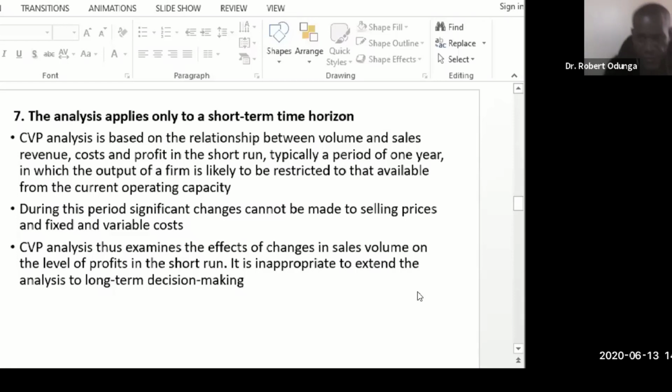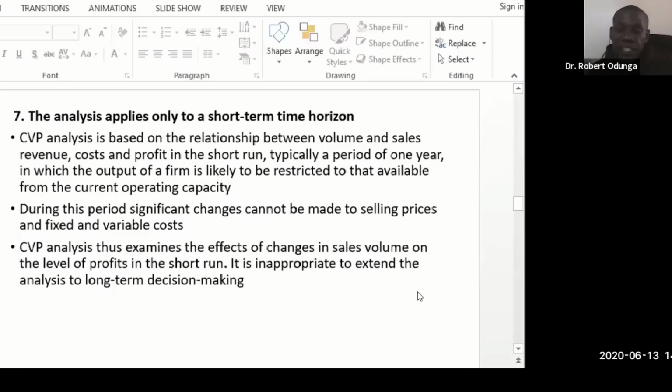So what you're being told is the first assumption we said, the variables remain constant in the relevant range, all right? So we are assuming that price will remain constant in the relevant range. We are assuming that the selling price will remain constant in the relevant range. We are assuming that the fixed cost will remain constant in the relevant range, and the variable cost will also remain constant in the relevant range.